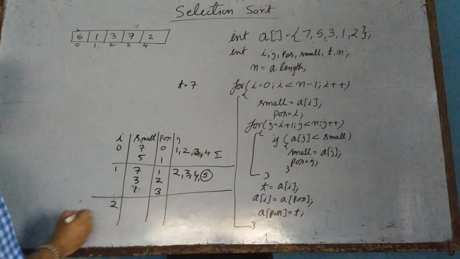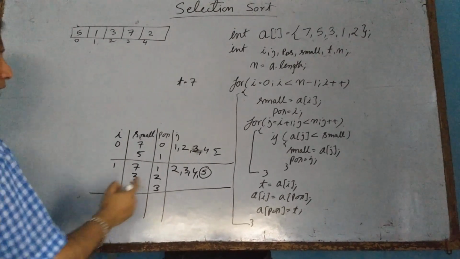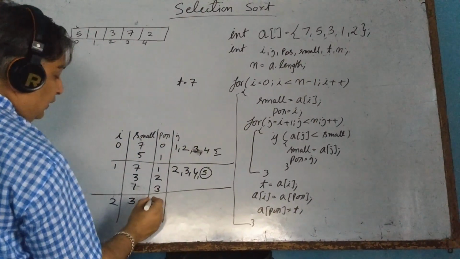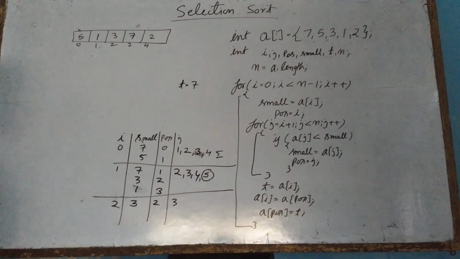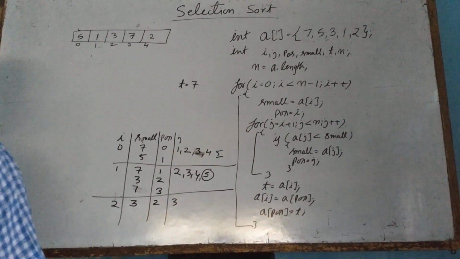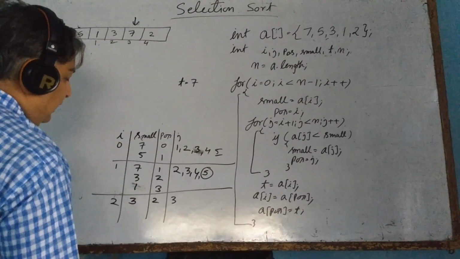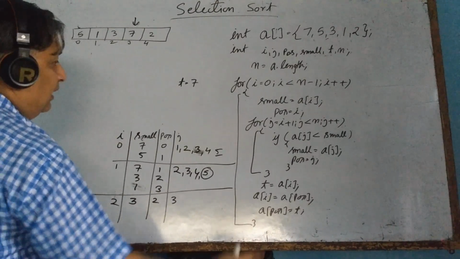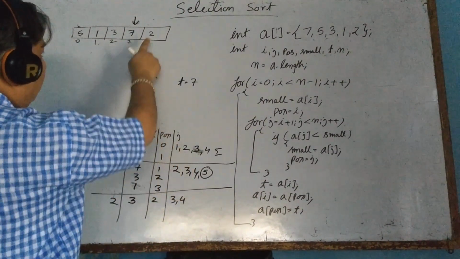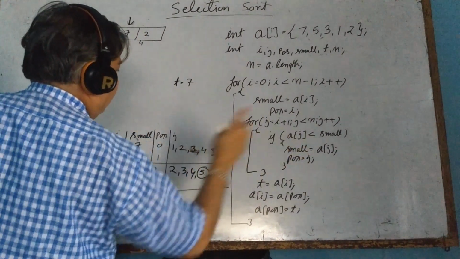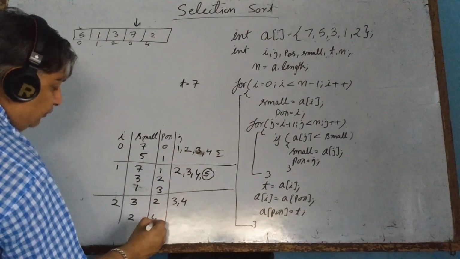I will become 2. For 2, the number present is 3 as small, and position is 2. We will start the loop from 3. At index number 3, we have got 7. So 7 is less than 3, false. Then j will become 4. At index number 4, 2 is present. 2 is less than 3 is true. So small will become 2 and POS will become 4.